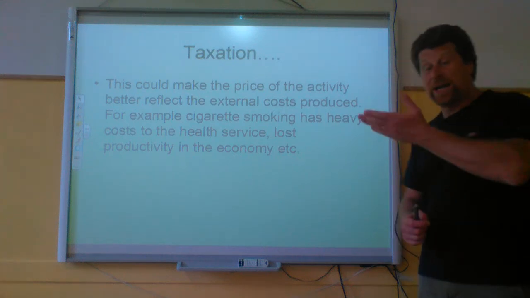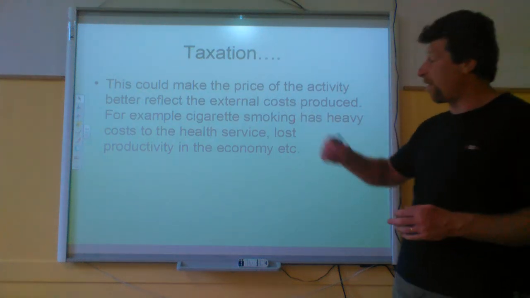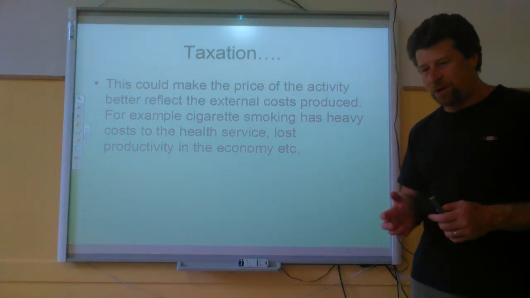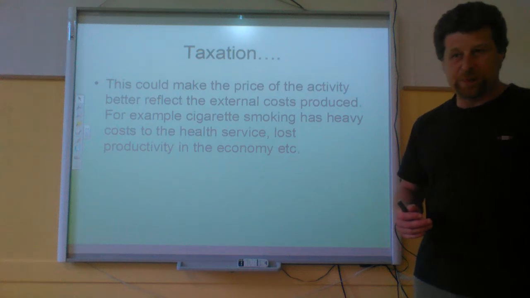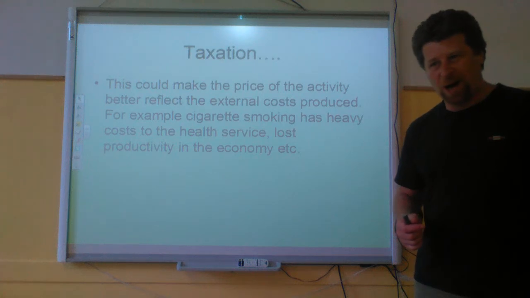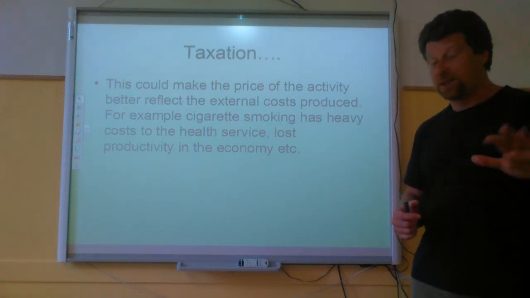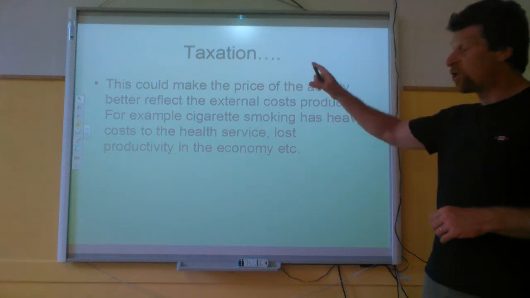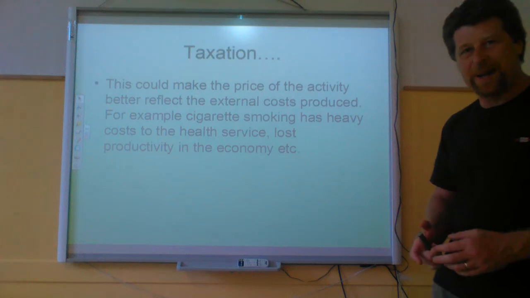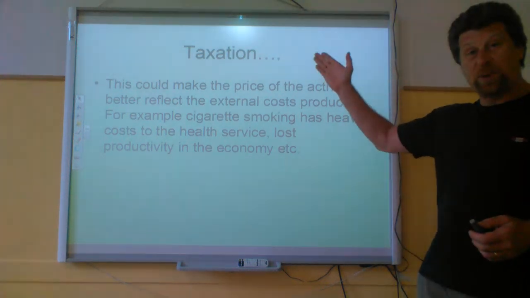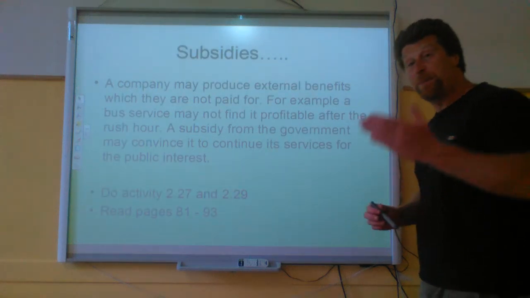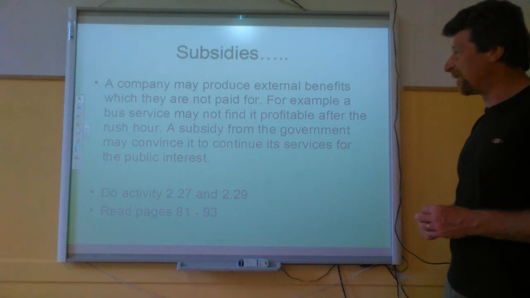Or you can have taxation. For example, here I've put cigarettes. Cigarettes, if people smoke, they can end up in hospitals. That costs lots of money. Cancer costs lots of money. People can't work. They take a lot of resources. Just from an economic point of view, smoking is very negative, even if the industry is making lots of money. So governments put taxes on cigarettes to discourage this and to pay for the negative externalities.